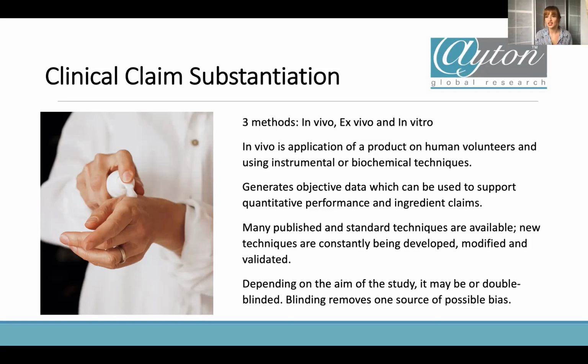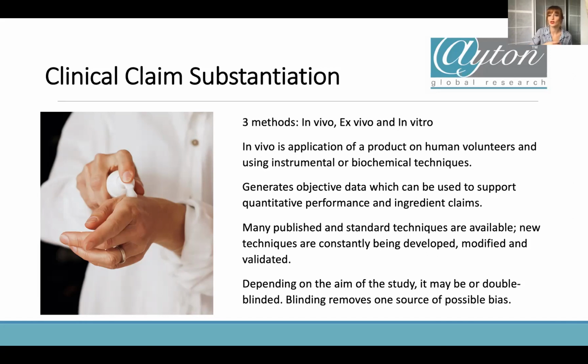So, you see a lot of safety testing that's vegan. That would be an in vitro test, because we're replicating something very similar to human substance and performing tests on it. But really, in vivo is going to be our main one for makeup. So that's what we'll talk about in a bit more detail. It's anything that's using an instrument or biochemical technique. So again, for makeup, it's generally instrumental. We're looking at identifying things like the growth in lashes. It generates objective data, which can be used to support your quantitative performance and ingredient claims. Quantitative performance, by the way, is our consumer studies, like on a large range of people.